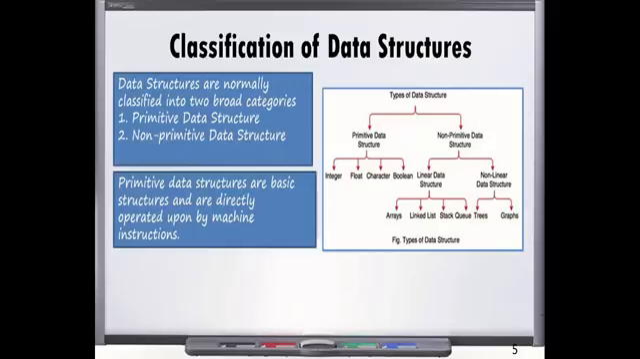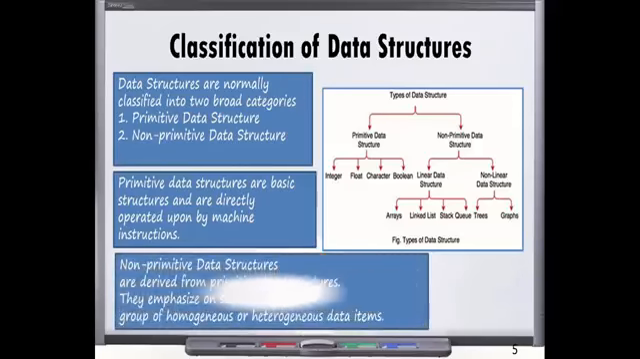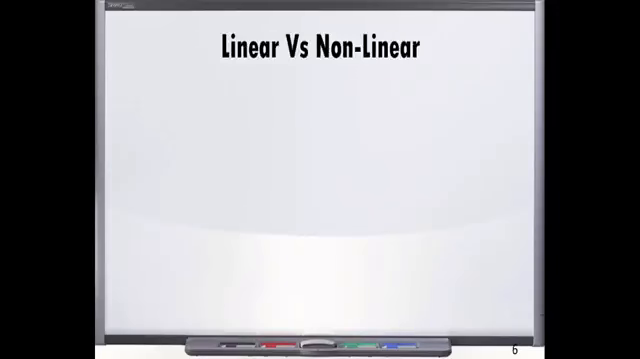Then another kind of data structure is non-primitive. Non-primitive data structures are derived from primitive data structures, and they emphasize structuring of a group of homogeneous or heterogeneous data items. What it means is these are derived from primitive data structures, and it needs to be told clearly what the different operations available are and which data they will operate upon. For example, an array is a collection of homogeneous data items, whereas in some other languages there is another data structure known as a record, which acts on heterogeneous data items. So you have to be very sure which data structure should be chosen for which kind of data.